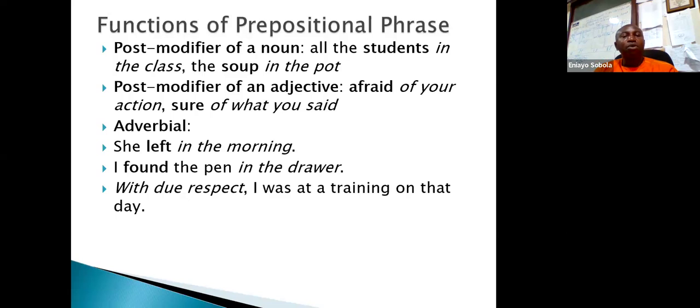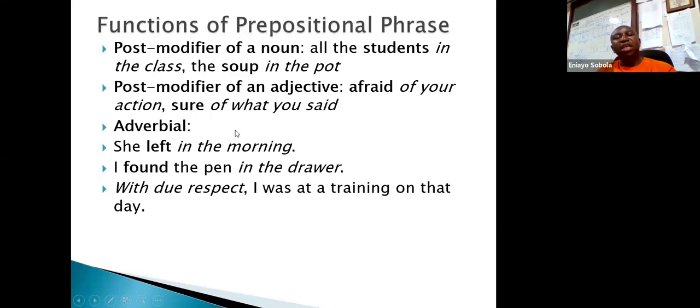Another example, sure of what you said. We can say, are you sure of what you said? So sure of what you said will function as an adjectival phrase, where we have of what you said, which is a prepositional phrase functioning as a post modifier of the adjective sure, in order to create an adjectival phrase, sure of what you said.